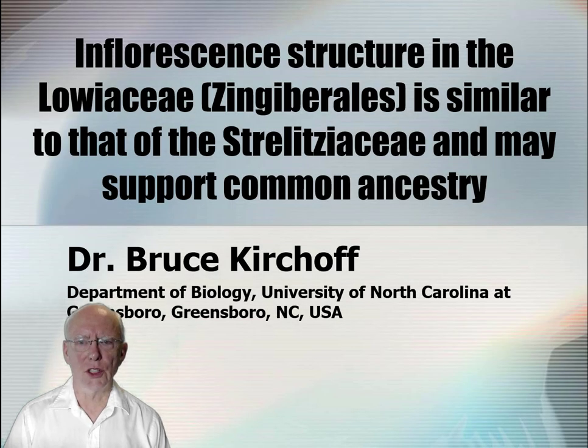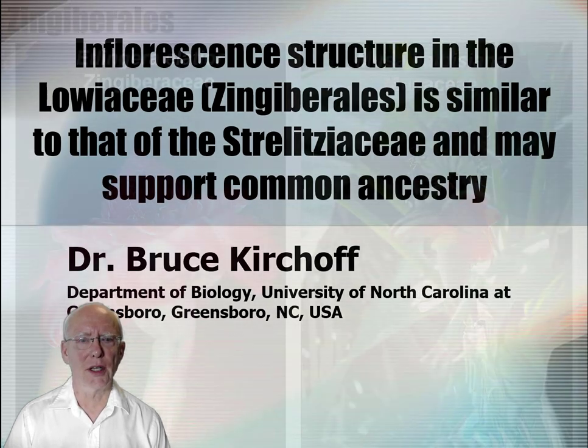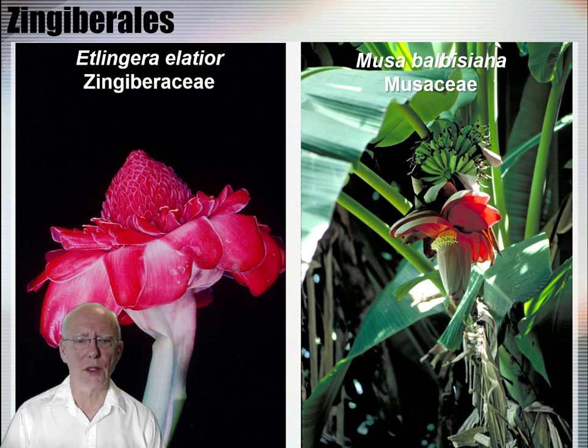The Lowiaceae and the Strelitziaceae are two families in the charismatic order Zingiberales. The order can be separated into two main groups of 4 families each: the 4 families around the ginger family, the Zingiberaceae, and the 4 families around the banana family, the Musaceae.